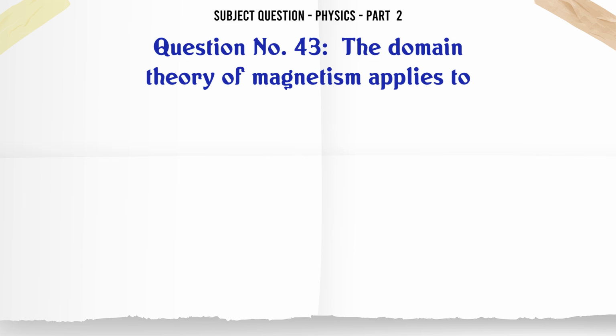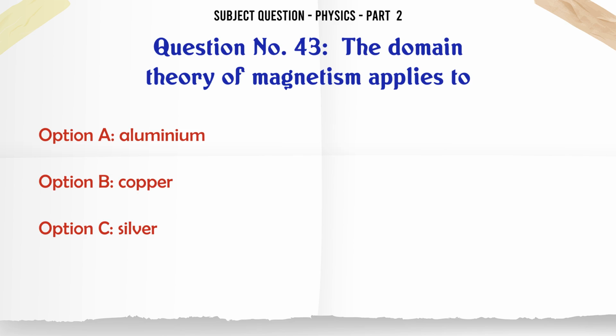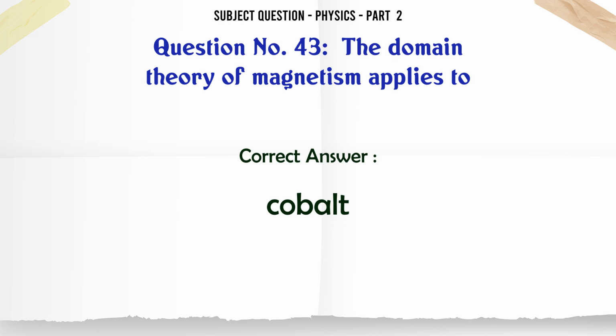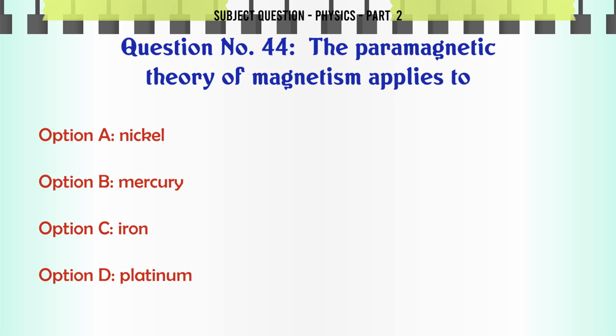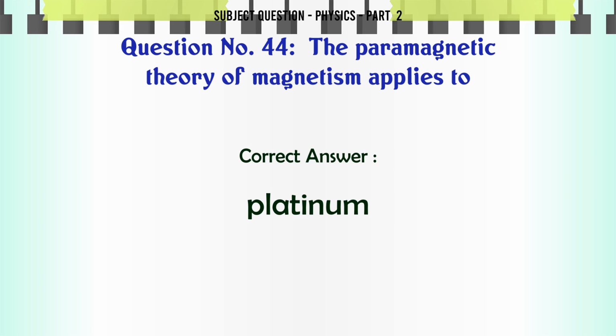The domain theory of magnetism applies to A. aluminium, B. copper, C. silver, D. cobalt. The correct answer is cobalt. The paramagnetic theory of magnetism applies to A. nickel, B. mercury, C. iron, D. platinum. The correct answer is platinum.